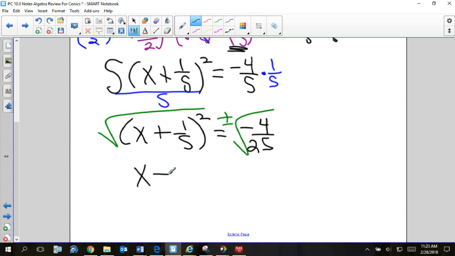Is this your question? Yeah. Is it because there's a negative? Yeah. Do you remember what it is? It is i. So we'll have plus or minus, and then we'll do 2/5 i, because it's imaginary. It's not going to be a real answer, but we can still find the answer. It's not real.